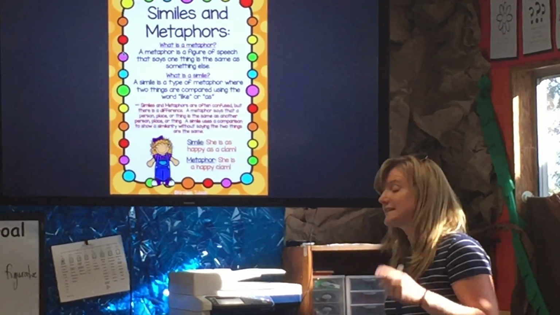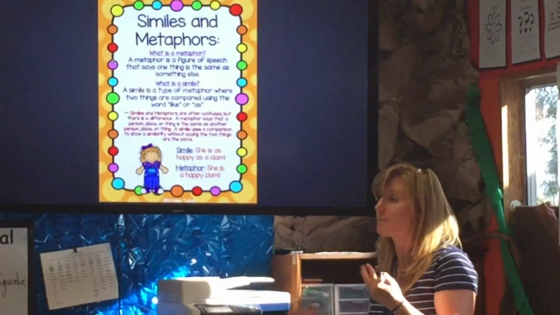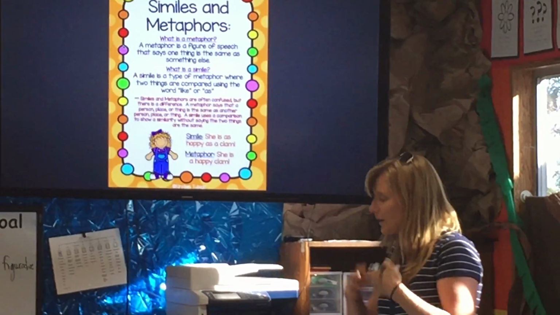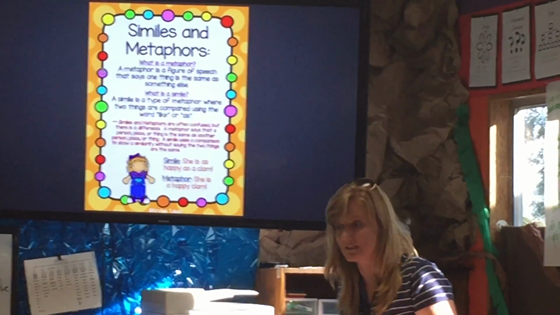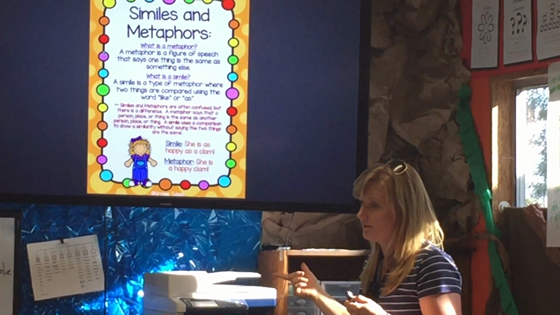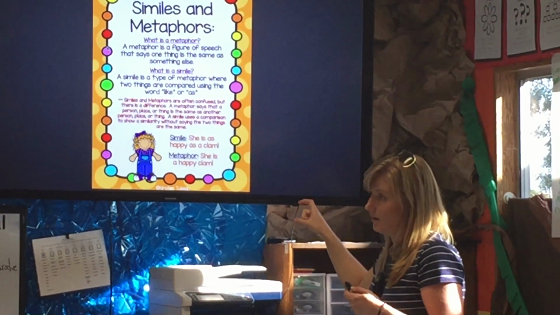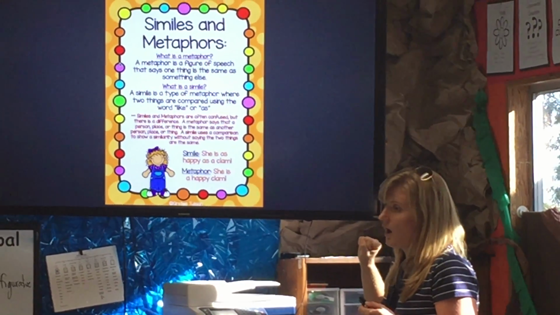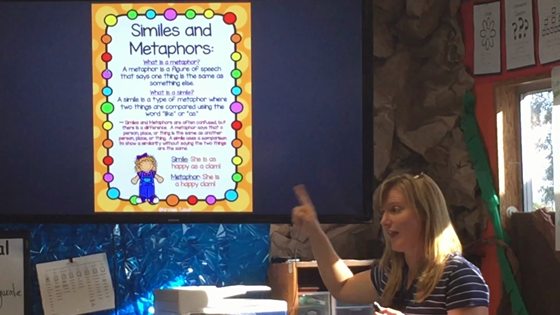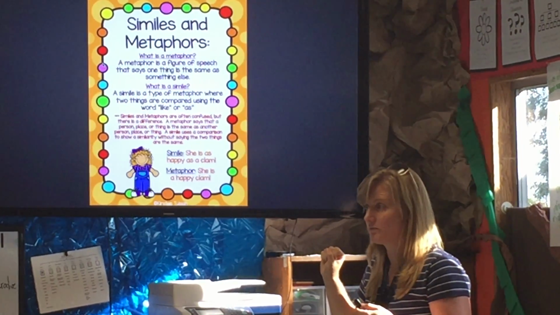Okay? Simile is different. Simile is not saying that something is something else. It's saying it's being compared to something else. It's like something else. I'm not saying that she is a clam or a happy clam. I'm saying that she is as happy as a clam. Your big key here is on a simile. You hear the words like and as. Like and as are our key words in a simile. Okay?